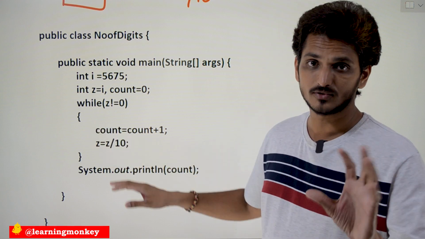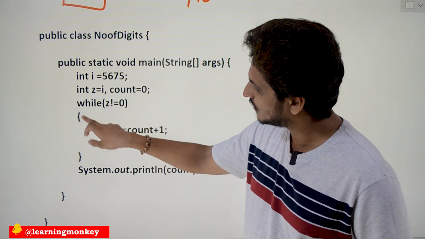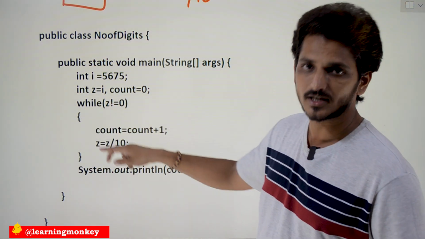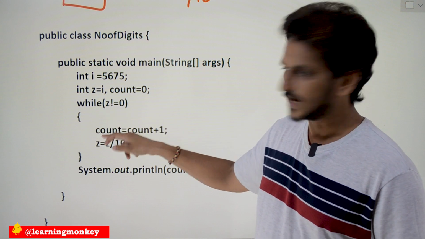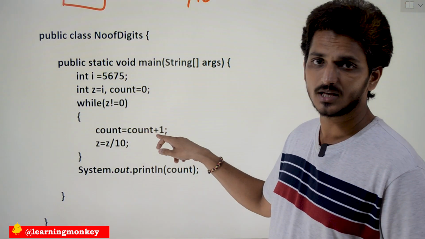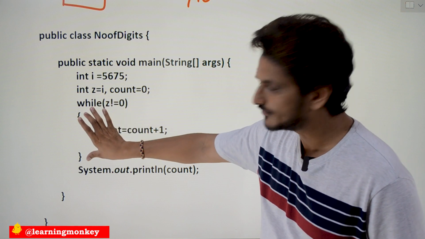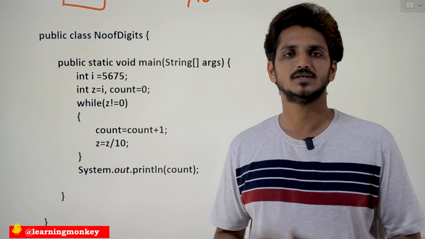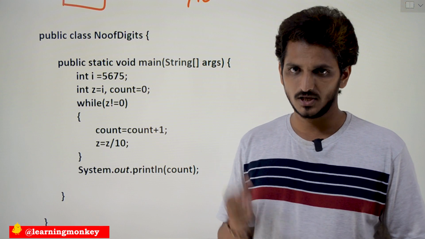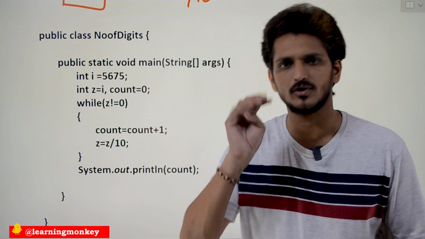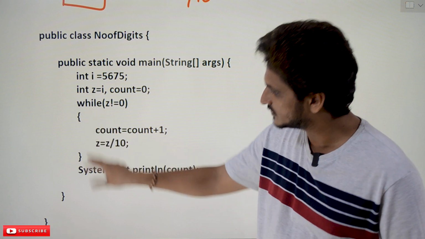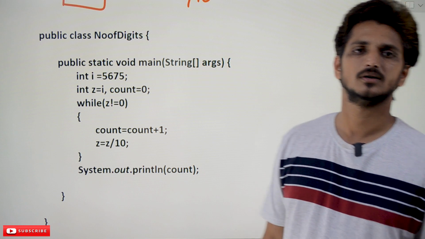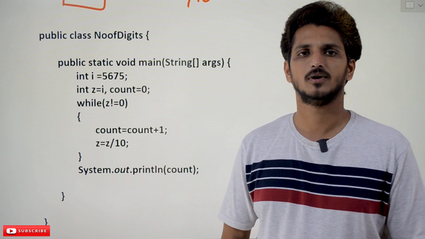After coming out of the loop, one more important point: this while loop is going to be executed 4 times, and each time the count variable is going to be incremented. After coming out of this loop, what is the value present in count? The number of digits. So in our example, count is equal to 4. After coming out of this loop, we display System.out.println of count. So our output is 4.